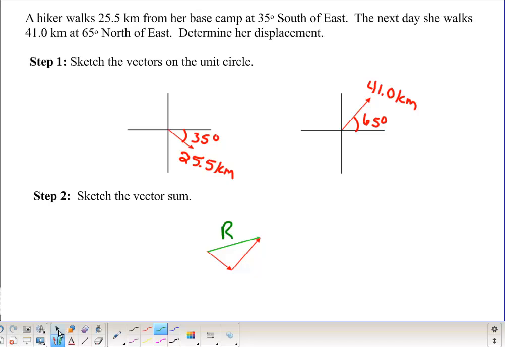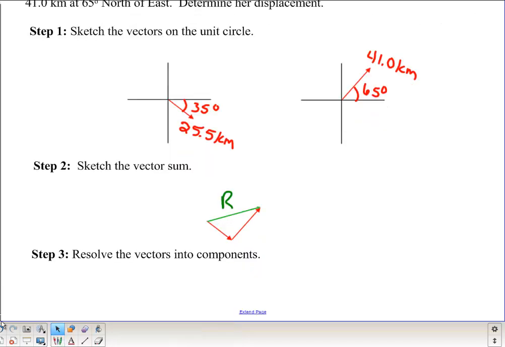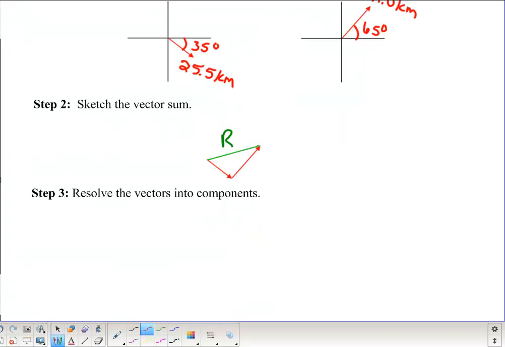So how do we figure out mathematically where she's going to end up? Well, I have to do what's called resolving the components. I'm going to find the displacement of each vector in the x direction and in the y direction, and then I add the x terms and I add the y terms. So let's take a look at how that works. Delta x, the displacement of the first one, is 25.5 kilometers times the cosine of 35 degrees, and we get 20.5 kilometers for the first one.